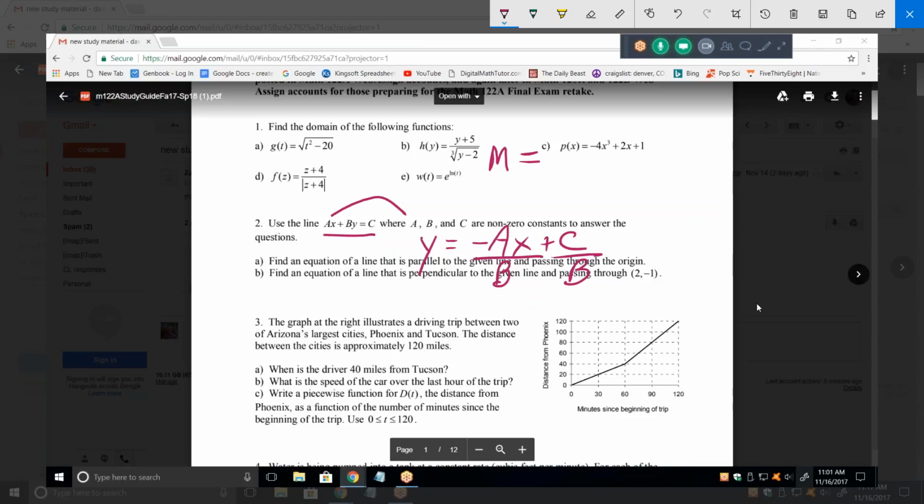What's our slope? Negative a over b. Negative a over b. So that's the slope we have to duplicate if we're trying to draw a parallel line. What's our y-intercept? C over b. Okay, and it's asking that this be passing through the origin.